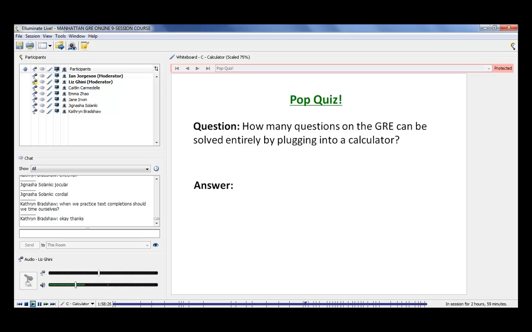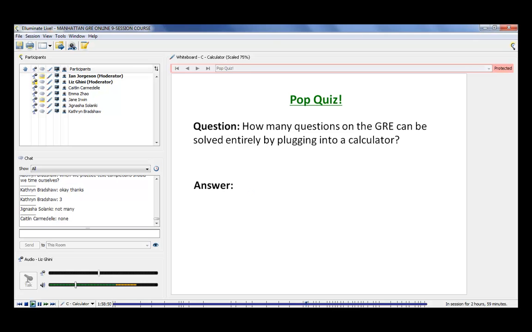How much of an impact do you think the calculator has? How many questions do you think you can answer just by plugging numbers into your calculator? And they do give you this very simple calculator. Why don't you type back at me just so I can see what you think? What do you think the impact is? What do you guys think? 3, not many, none. Caitlin has it.